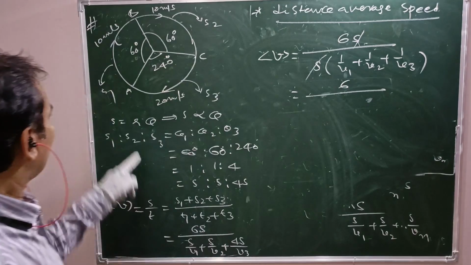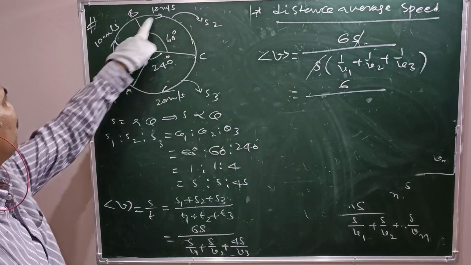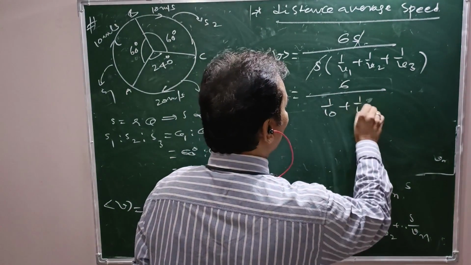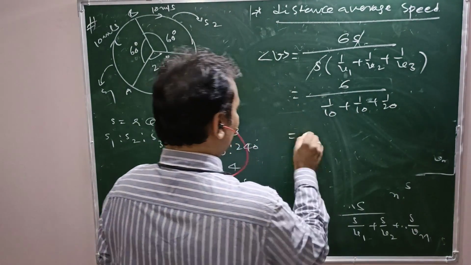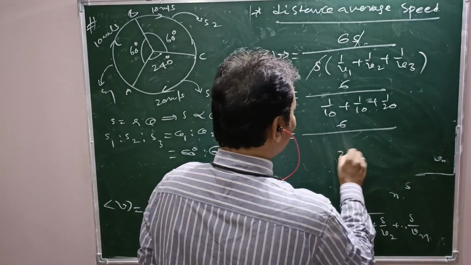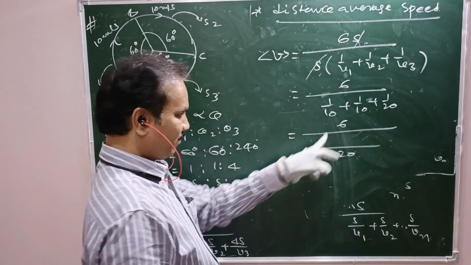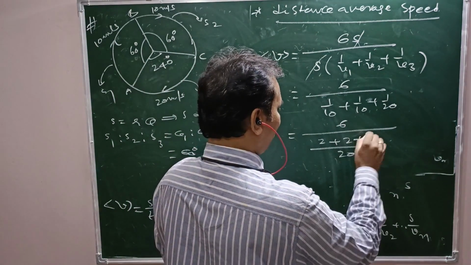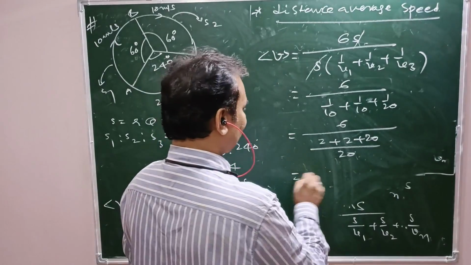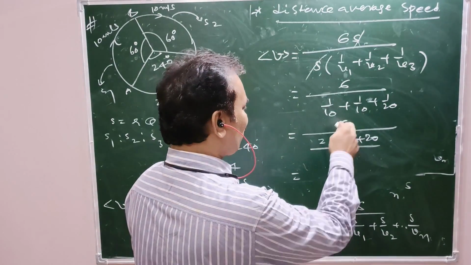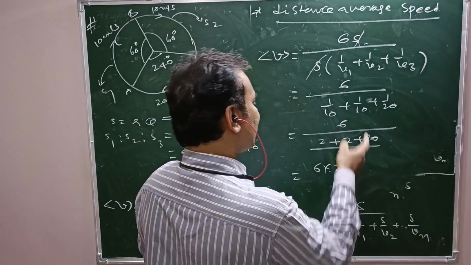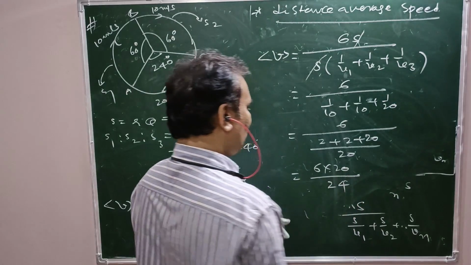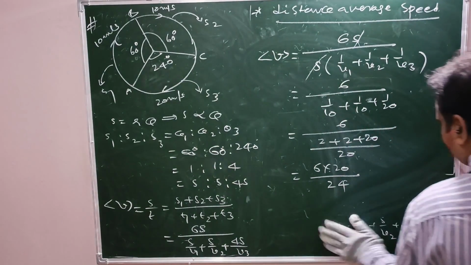1 by V1 plus 1 by V2 plus 1 by V3. V1 means 10, V2 means 10, V3 means 20. So 1 by 10 plus 1 by 10 plus 1 by 20. That is 6 by, what is the LCM here? LCM 20. So 6 into 20 divided by 2 plus 2 plus 1, that is 24. Right?